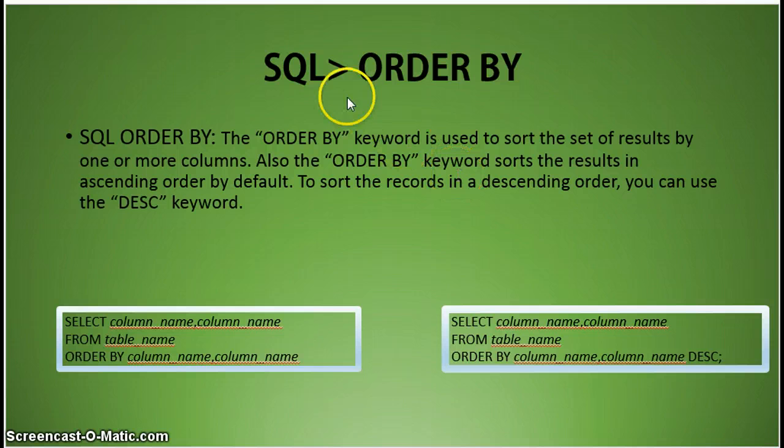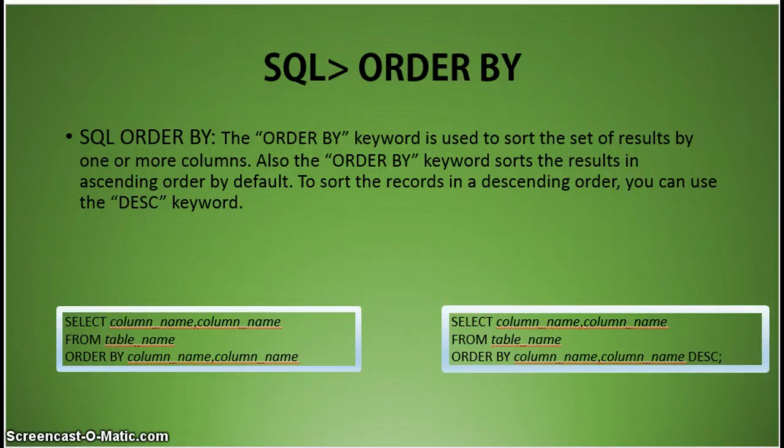Now moving on, we have SQL ORDER BY. The ORDER BY keyword is used to sort the set of results by one or more columns. Also, the ORDER BY keyword sorts the results in ascending order by default. To sort the records in descending order, you can use the DESC keyword. As you can see, these are the 2 pieces of code.